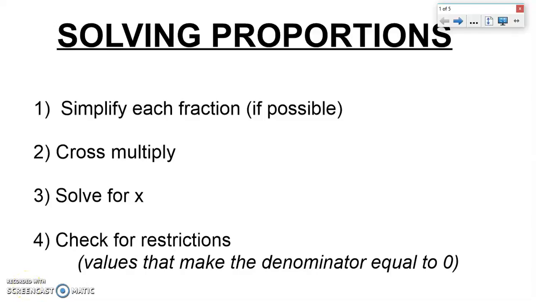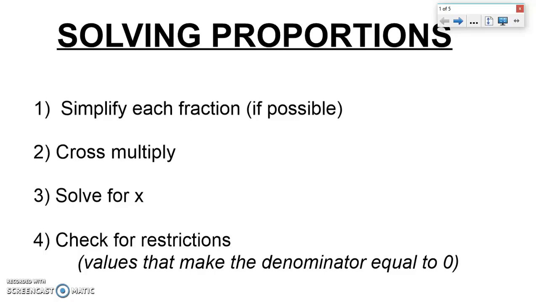This video lesson is going to be on solving proportions. So we're going to be dealing with two fractions or two proportions being set equal to each other, and ultimately our goal is going to be to find a value for x, or whatever variable we may have been given.